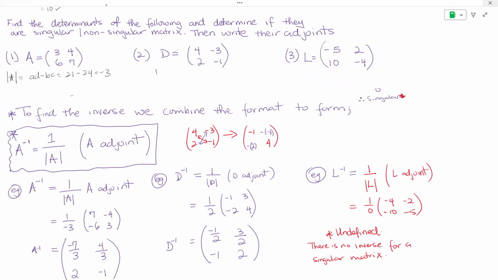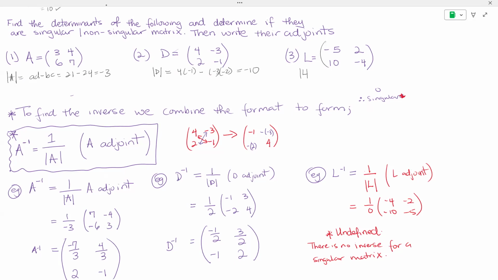D now is equal to 4 by -1 minus -3 by -2, which is -4 minus 6. So that's -10. Right?